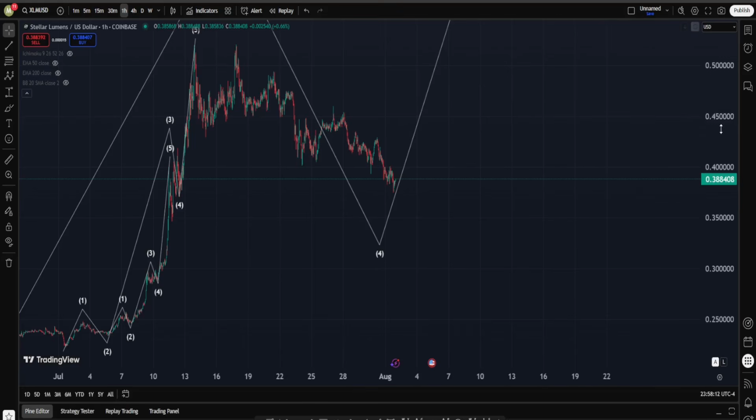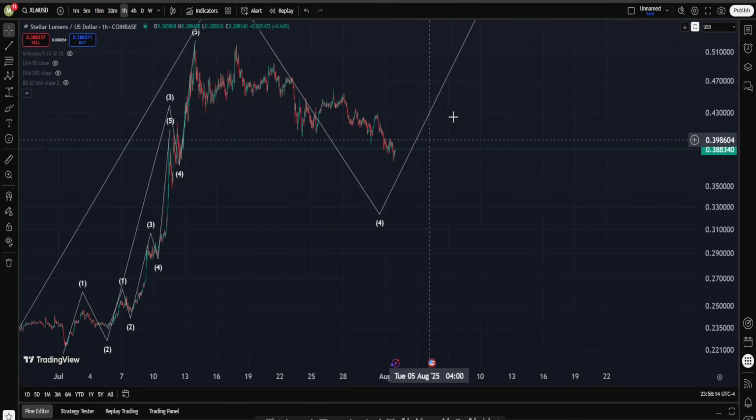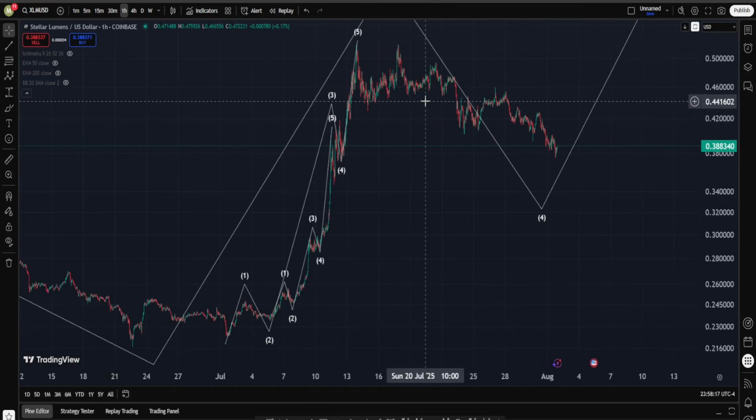Okay, hi everyone, welcome back, and in this update we are going to check out XLM's price chart, and what we expected pretty much played out.